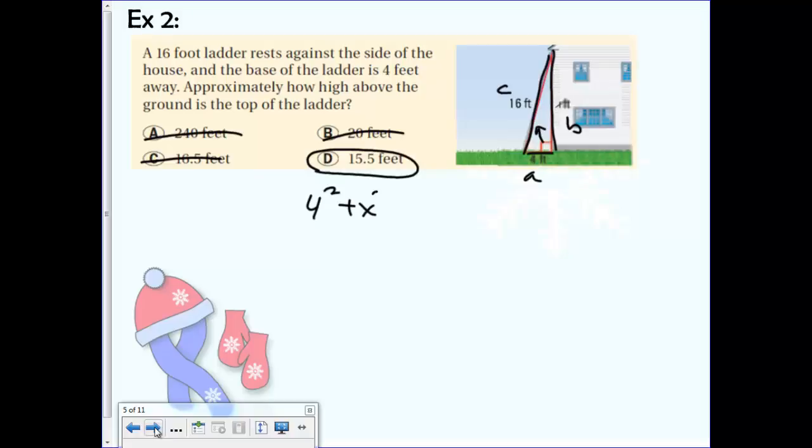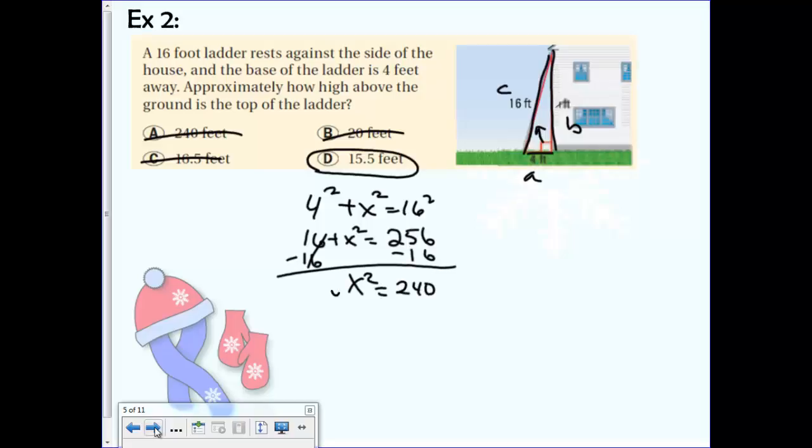4 squared plus x squared equals 16 squared. 4 squared is 16. 16 squared is 256. Subtract your 16 over. X is 15.49. That's not the same as 15.5. It rounds. Very good. It does round to 15.5.